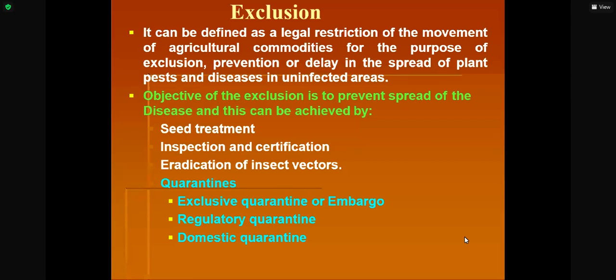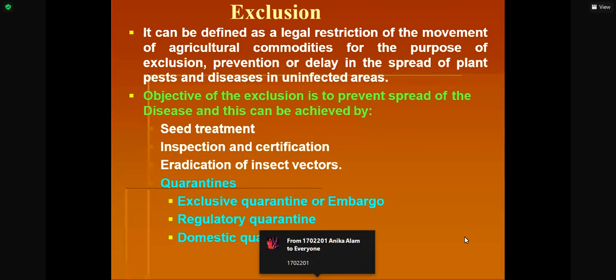This is the total restriction of movement of agricultural commodities. We call it embargo. That is, we will not allow importing seed or agricultural commodities from foreign countries. We call it total restriction or embargo or exclusive quarantine. That is, with the total restriction we will not allow a single seed, for example, from the foreign country.